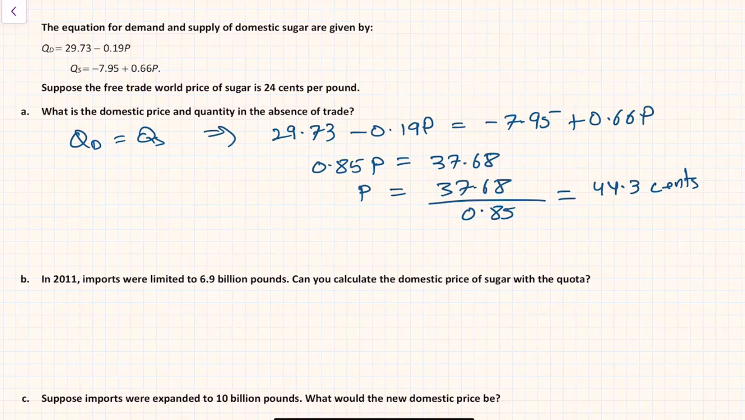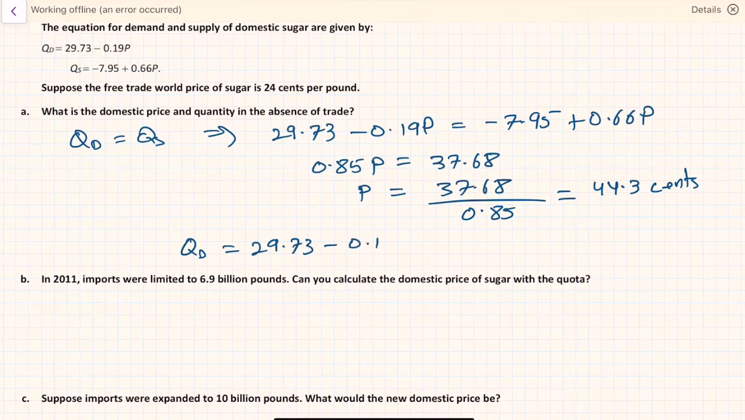Plugging this into our demand equation, we get our quantity demanded, which will also be the equilibrium quantity, equals 29.73 minus 0.19 times 44.3, and this equals 21.3. So this is our equilibrium quantity. We are given that in no trade, our equilibrium price of sugar is 44.3 cents, and the equilibrium quantity is 21.3. Because the domestic equilibrium price exceeds the foreign price, we would be importing sugar.